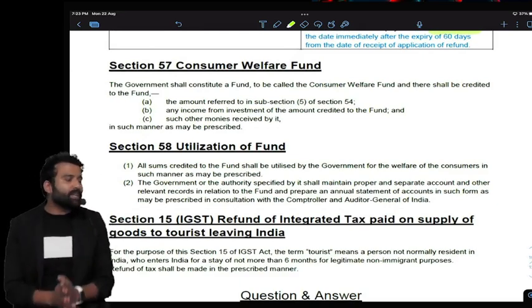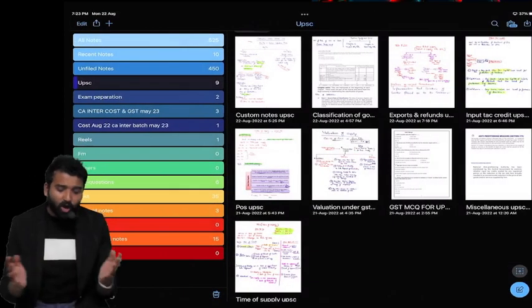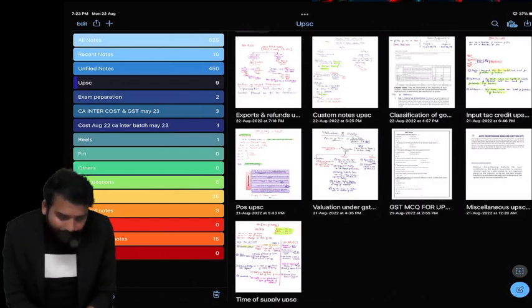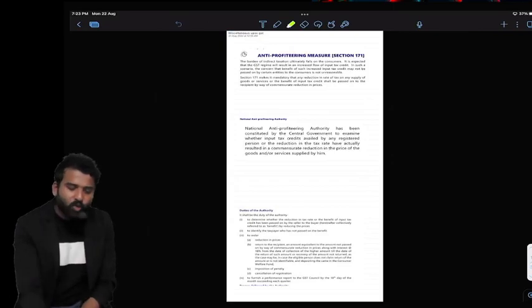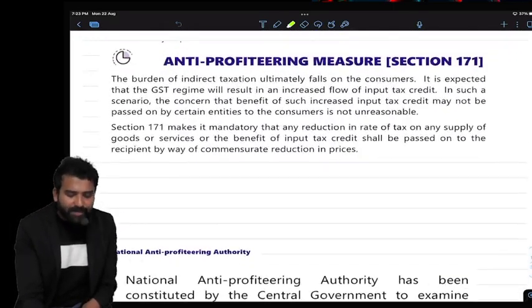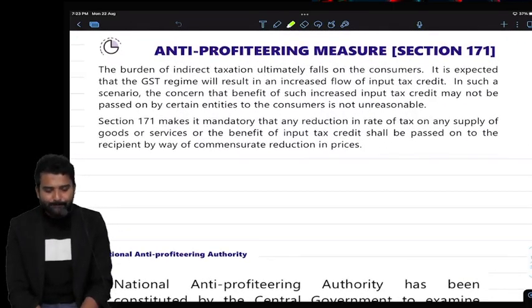Yesterday I committed you that I will cover the refund first. So this is all about the refund. Now what we'll do? Yes, yes, yes. उनको भी refund मिलता है. उनको भी refund मिलता है वो जो purchase करते हैं.